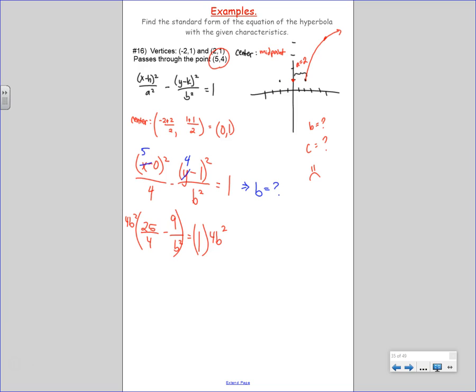Okay. As we distribute, now we get 25b squared. Yeah? Minus, what's next? Good. Equals? Hey, go team. Let's just get the b squareds together, yeah? Double check my math. 21b squared is equal to 36. b is equal to 36 over 21 square rooted.